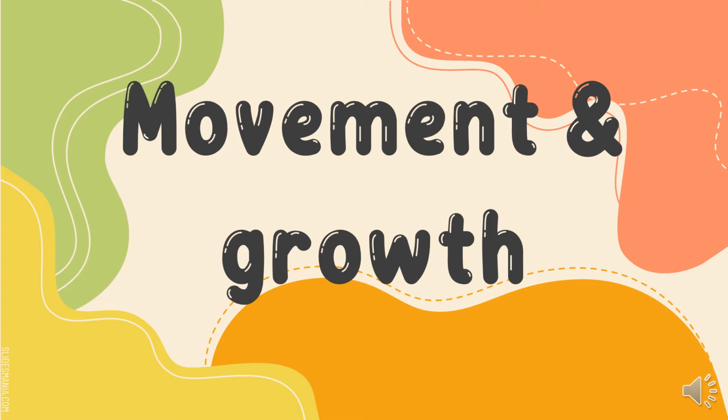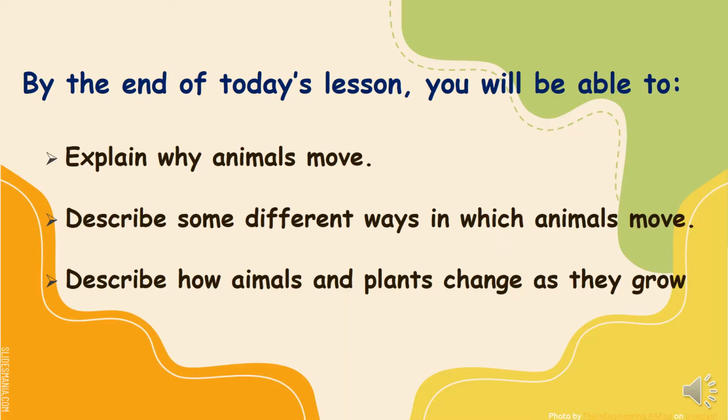We finished respiration, which was one of the life processes. We also learned movement and growth, the two other life processes. By the end of today's lesson, you will be able to explain why animals move, describe some different ways in which animals move, and describe how animals and plants change as they grow.